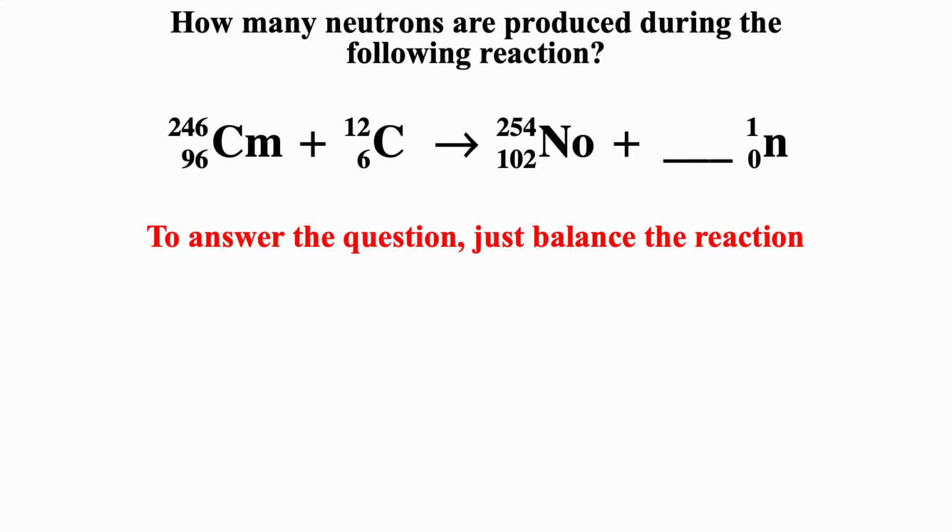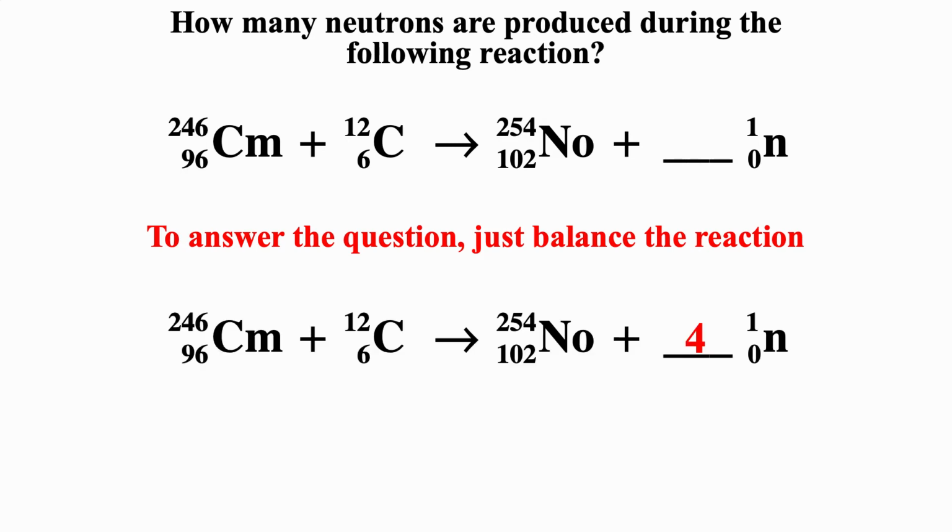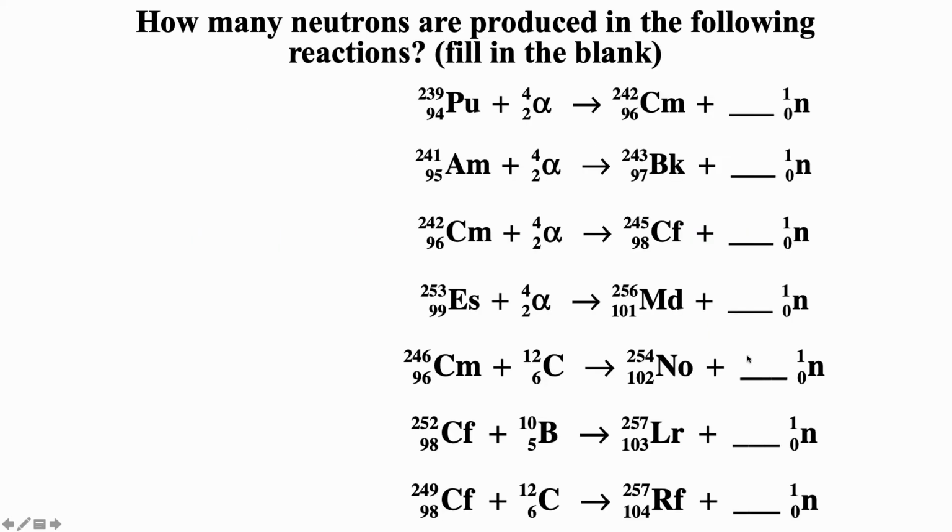We can look at another example. And so again, we just balance. We have 246 plus 12 gives us 258. 258 minus 254 gives us 4. And so we must be forming 4 neutrons. 96 plus 6 is 102. And so neutrons have 0 charge. We can go through a slew of these. And again, you can determine these numbers by just making sure it's a balanced nuclear reaction, that you have the same mass number for products and reactants, and you have the same charge for products and reactants.